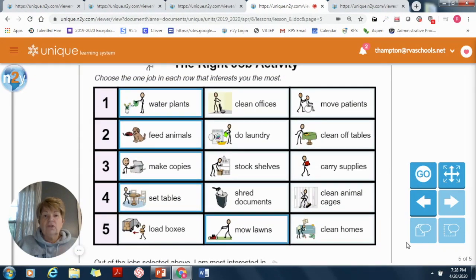All right, so I chose that I would water plants instead of clean offices or move patients, that I would feed animals rather than do laundry or clean off tables, that I would make copies instead of put things on shelves or carry supplies, that I would rather set a table than shred documents or clean animal cages. And then five, that I would rather mow lawns than load boxes or clean homes. So water plants, feed animals, make copies, set tables, and mow lawns.